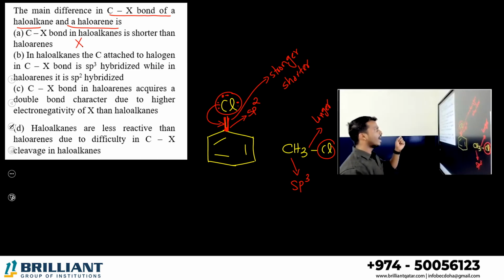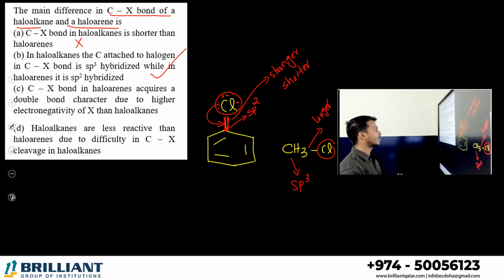Option B. In haloalkane, carbon connected to CX bond is sp3 hybridized, while in haloarene it is sp2 hybridized. Correct one. Option C. CX bond in haloarene acquire a double bond character due to higher electronegativity of X than haloalkane. Not because of high electronegativity, that is because chlorine contains lone pair, so resonance.